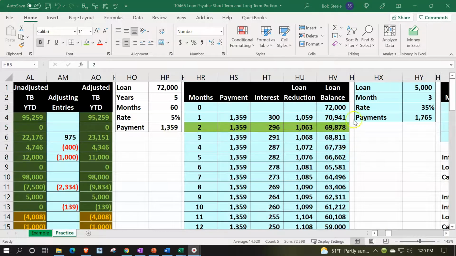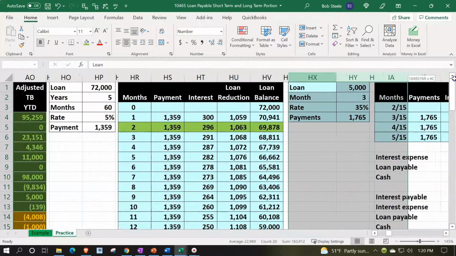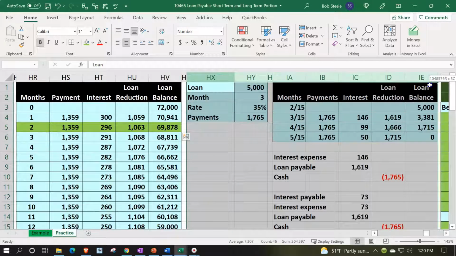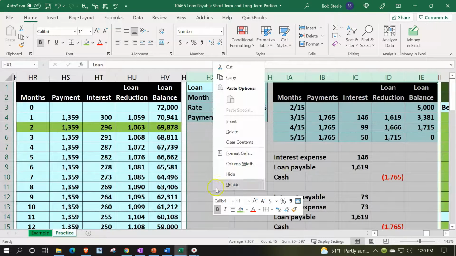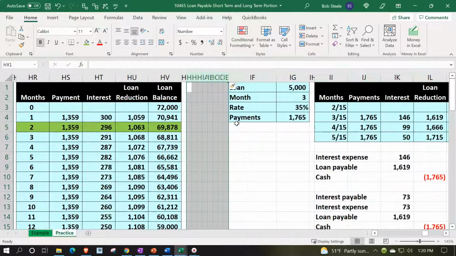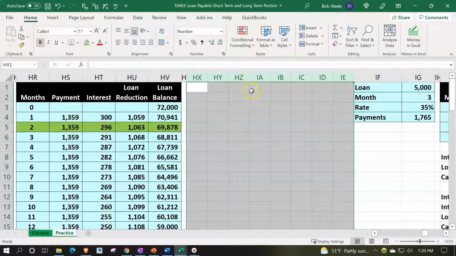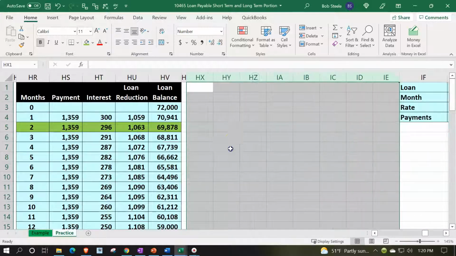So let's give us some space to work here. Let's put our cursor on the HX, and then I'm going to go to the right and just give us a little bit of working room. Right-click and let's insert some cells here. I'm going to make them a bit wider. Let's make these a bit wider so we can work on them. So there we have it.